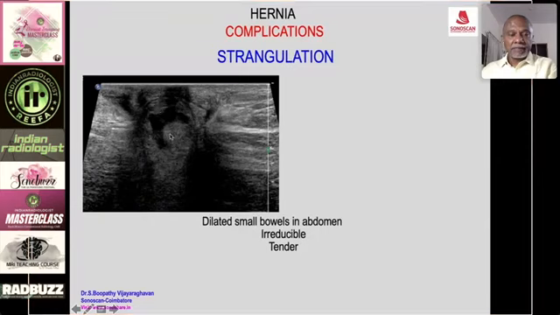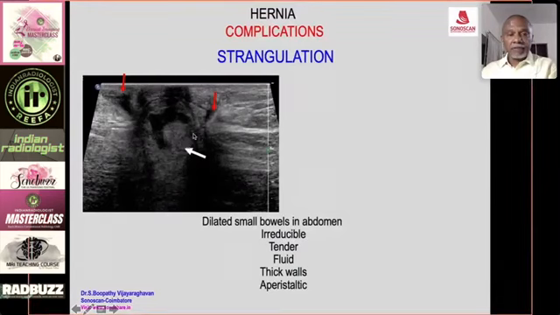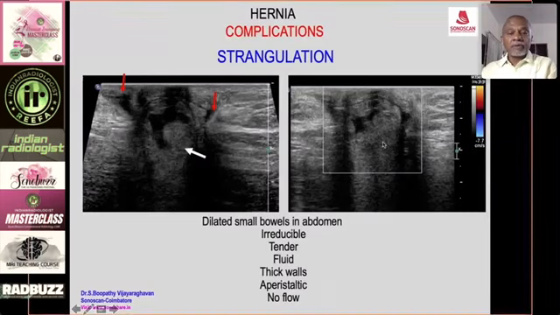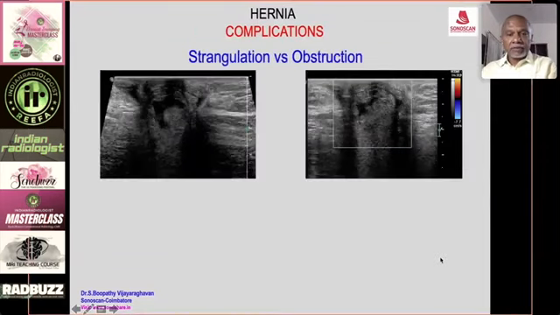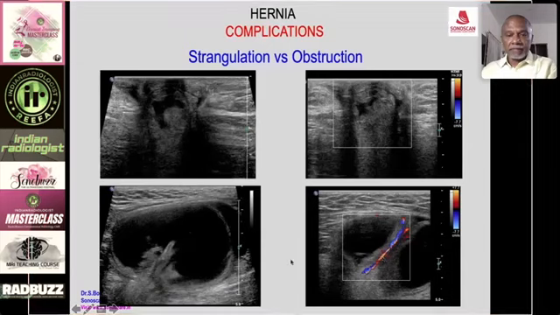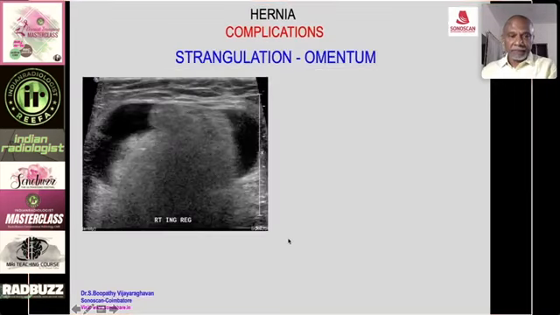It is irreducible and tender. There is some fluid in the sac. This is a bowel, so it shows thick walls. It is aperistaltic. When you put color, there is no flow. So this is strangulation of umbilical hernia containing a bowel loop. So in contrast, in obstruction, even when there is irreducibility, you will see flow in the mesentery or in the bowel wall. So that is the difference between strangulation and obstruction.